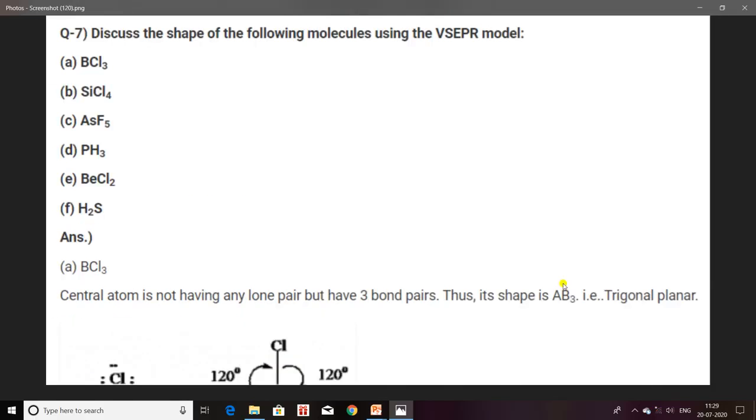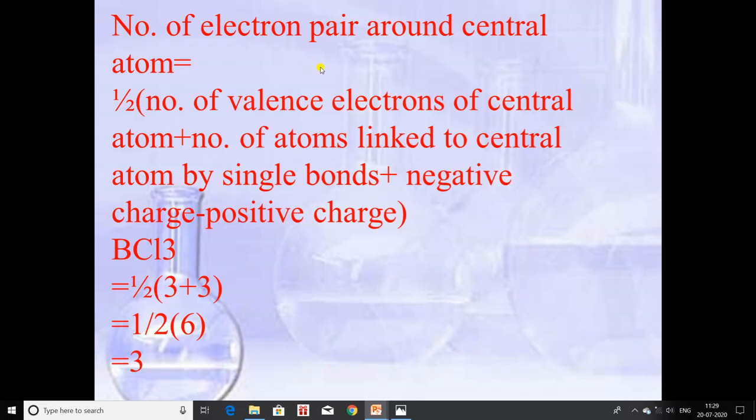Seventh question is, discuss the shape of the following molecules according to VSEPR model. First is BCl3. First of all, you have to write the formula to find the number of electron pairs around the central atom. Here the central atom is boron and the formula is: number of electron pairs around the central atom is equal to 1 by 2 into number of valence electrons of the central atom plus number of atoms linked to the central atom by single bond plus negative charge if there is any negative charge over the molecule minus positive charge if there is any positive charge. So we have to find the number of electron pairs for BCl3.